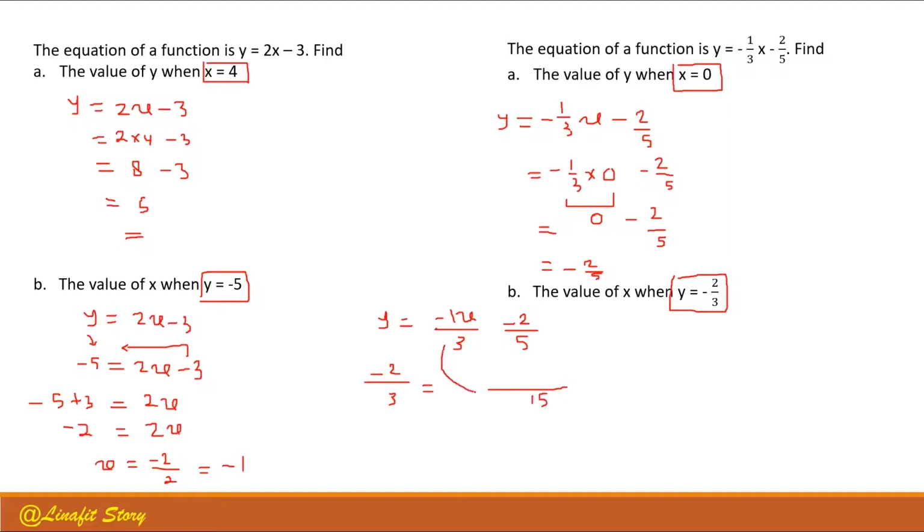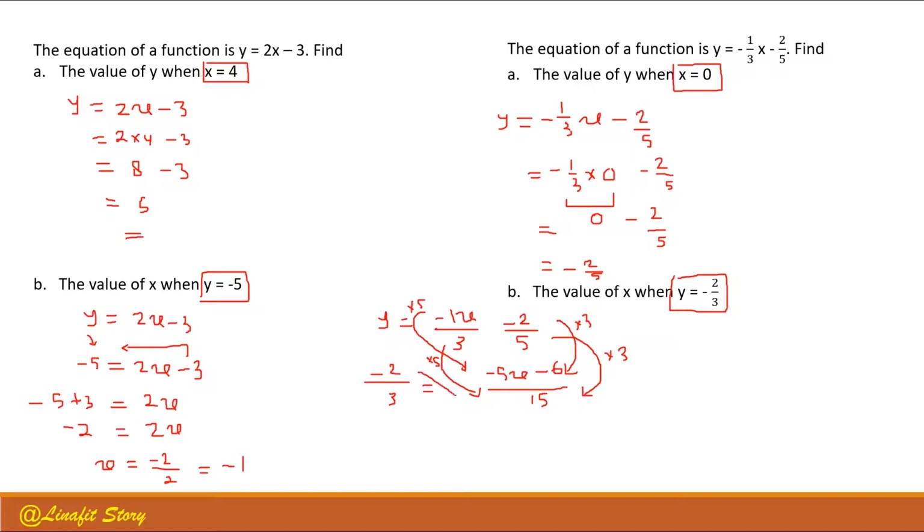3 times how many equals to 15? 3 times 5. Do the same to the top number. So negative 1x times 5 is negative 5x. 5 times how many equals to 15? 5 times 3. Do the same to the top. Negative 2 times 3 is negative 6.